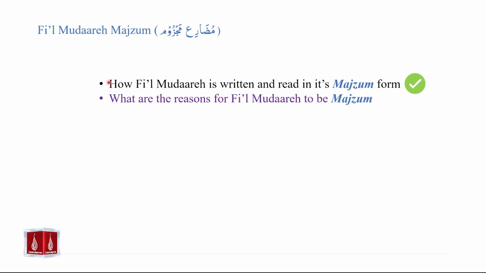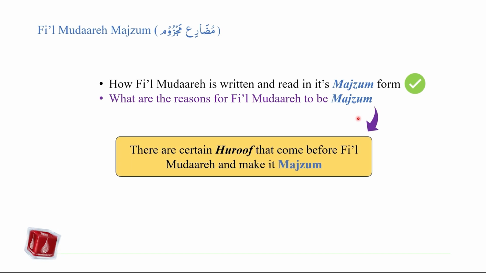At this time, we have studied how fi'il mudare is written and read in its majzoom form. Next, we will study the reasons for fi'il mudare to be majzoom. There were certain huruf that caused fi'il mudare to appear in its mansoob form. Similarly, there are also certain huruf that come before fi'il mudare and will make fi'il mudare majzoom.